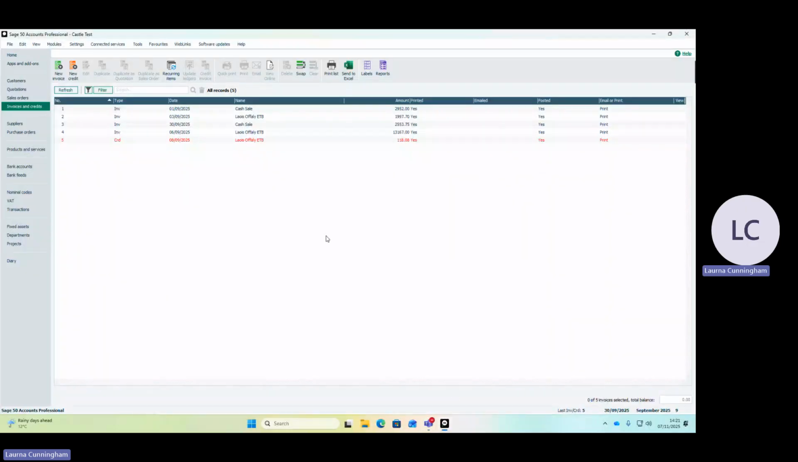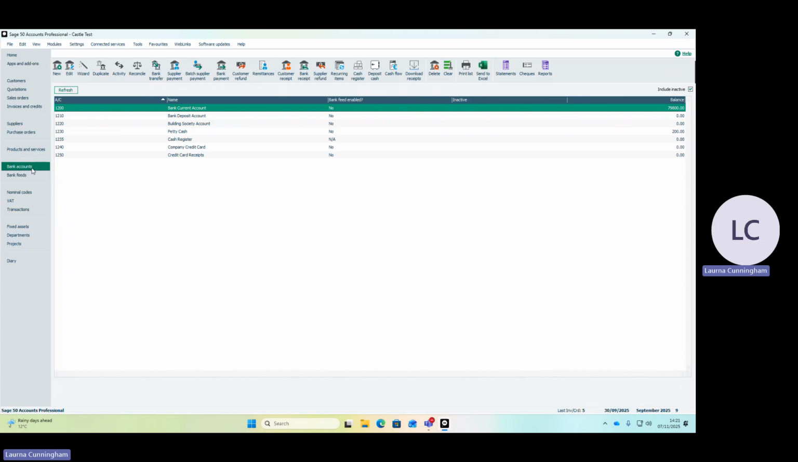Okay, so the first thing we looked at entering, we've set up our customers, our suppliers, our products. We have entered a couple of invoices and we've entered our opening capital. So the next thing we will do is enter purchases. We are going to buy some products off of our suppliers.